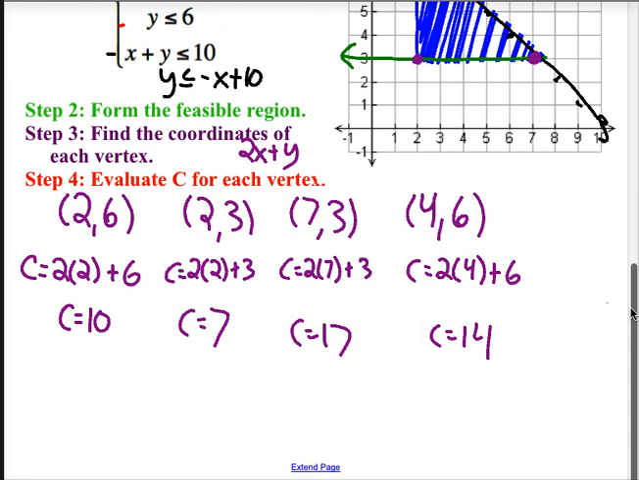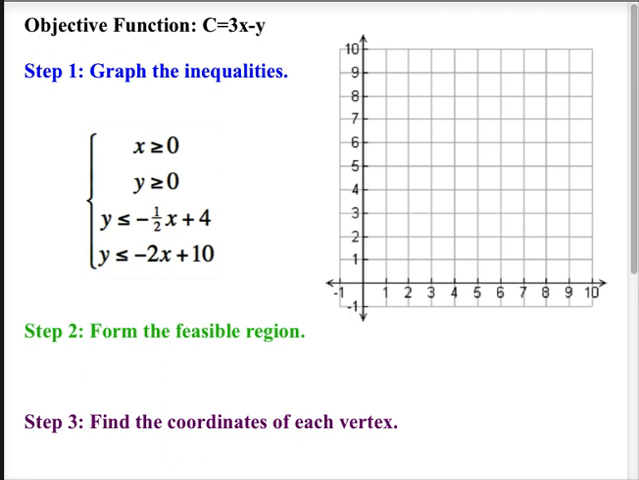So you can see the minimum value occurs at the vertex 2, 3. The max occurs at the vertex 7, 3. So it is a somewhat lengthy process, but it is completely doable. All right, so we're going to go through 2 more examples of how to do this so you guys can get really good at it.